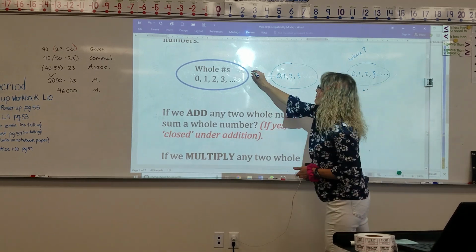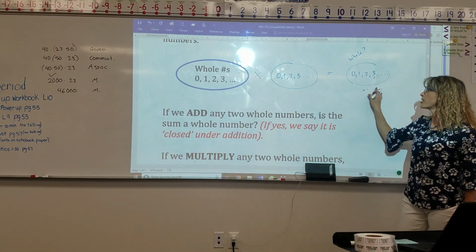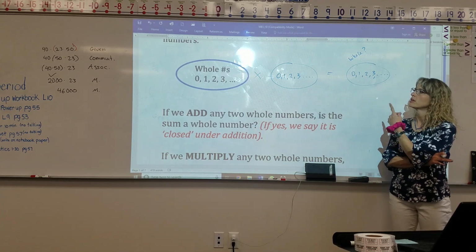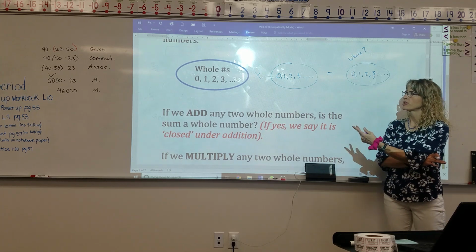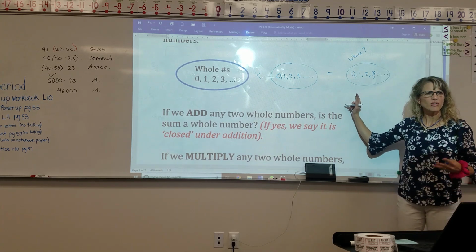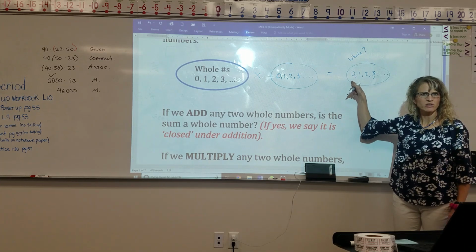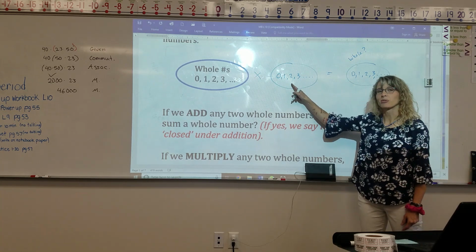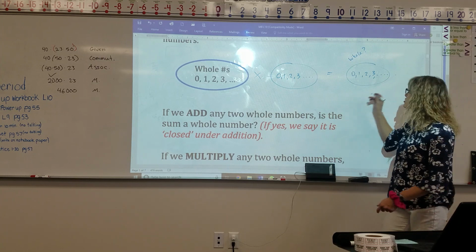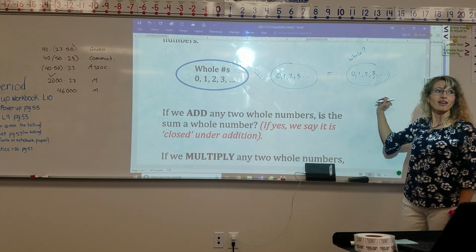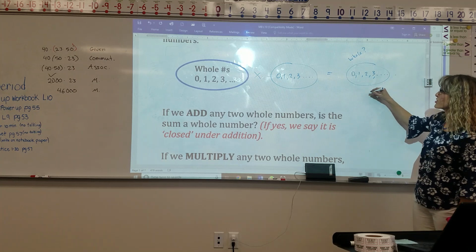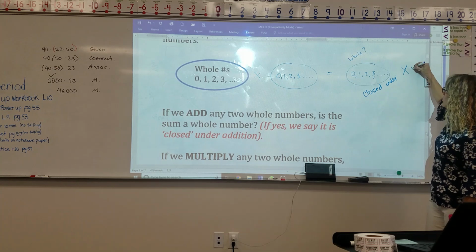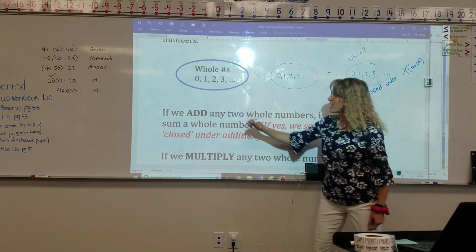Let's try multiplication. If I take any number and multiply it, will I still get a whole number? Let's think. 0 times 0. 1 times 0. 3 times 0. Can anyone think of a case that it's not going to be in here? Emma? Multiplying regular numbers, you're right, but it has to be positive. Okay, but you're thinking good. All right, so is it closed? Yes or no? Yes. They're all going to be whole numbers, so we say yes, it's closed under multiplication.